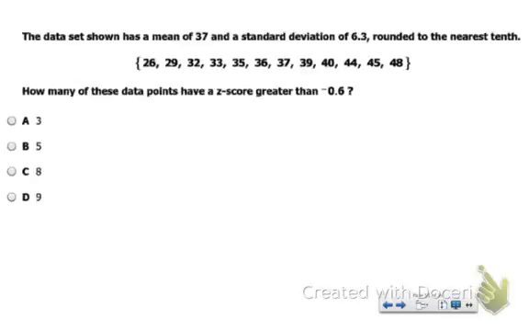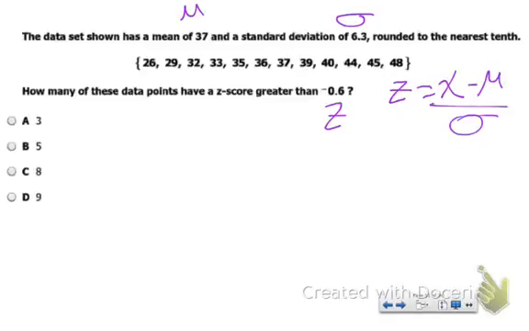Okay, the data set shown has a mean of 37, a standard deviation of 6.3, rounded to the nearest tenth. How many of these data points have a z-score greater than negative 0.6? Okay, so remember our formula. Z equals x minus mu over sigma.